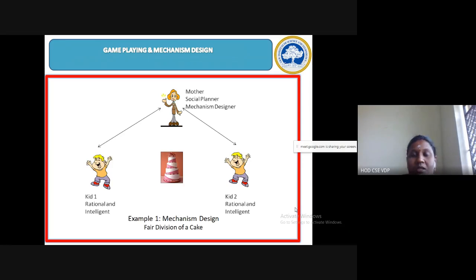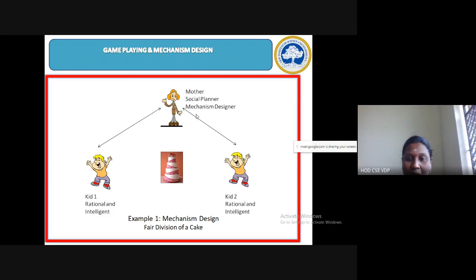Right? So for example, this is a very famous problem wherein you have a cake. So the cake has to be equally cut, right? So that both kid 1 and kid 2, they get equal halves. Not even 10 or 5 milligrams extra piece of cake should go to each and every kid. Okay. So this mother happens to be the social planner here. And how does the mother behave as a rational agent implementing this mechanism design? This is going to be the question.